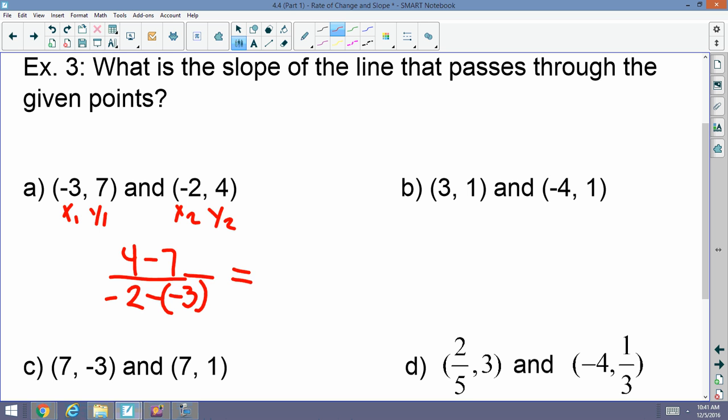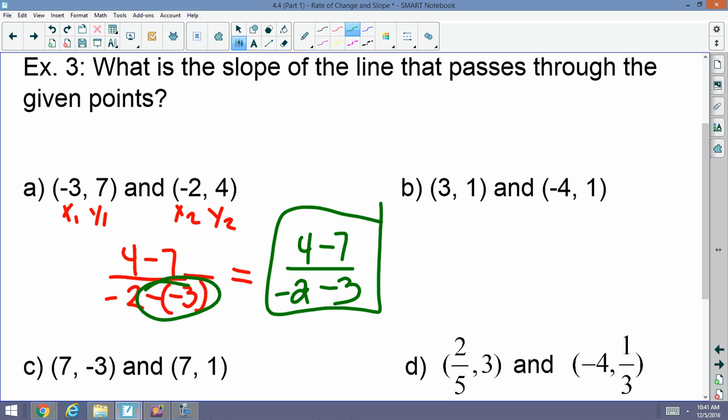Please notice what happened here, guys. Please pay attention to this right here. Most people are going to do x2 minus x1 over y2 minus y1 over x2 minus x1, and they're going to put a -3. Why is this one in green wrong? You didn't subtract it. Very good. You have to subtract that. So what really happens here is 4 minus 7, y2 minus y1 over, again, x2 minus the value of x1. Does that make sense, guys?